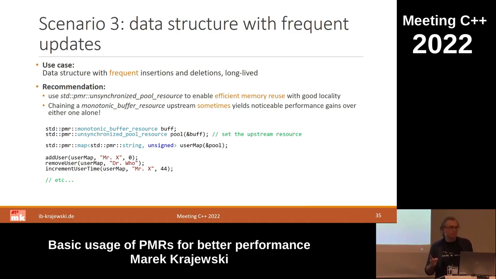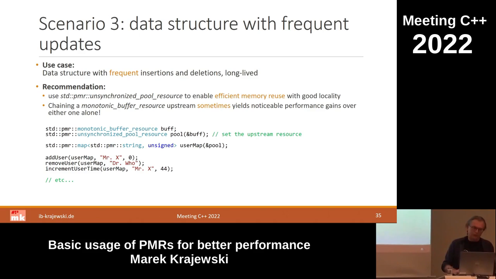We have seen it was optimized for efficient memory reuse and locality. So if we are changing our data structure very often, we need something, some PMR, which provides it, so we don't kill the performance. So this is a use case for a pool resource. Of course, we must parameterize it so that it fits. But in general, it's a use case for memory resource. It's the use case it was designed for.